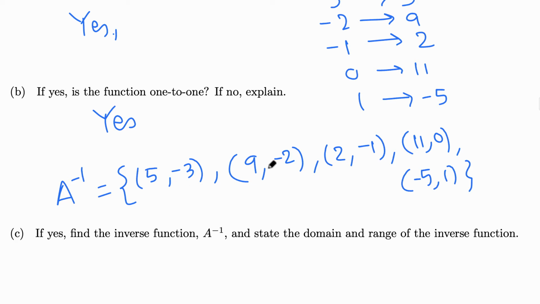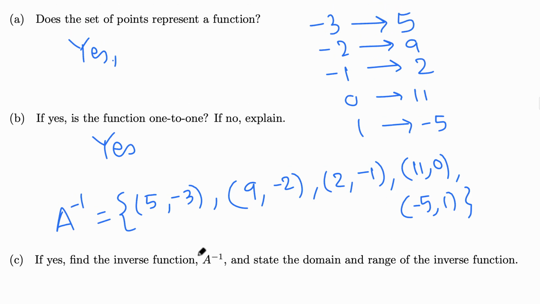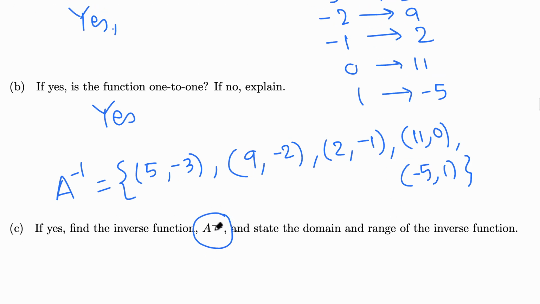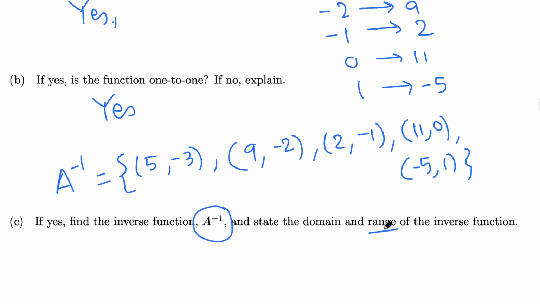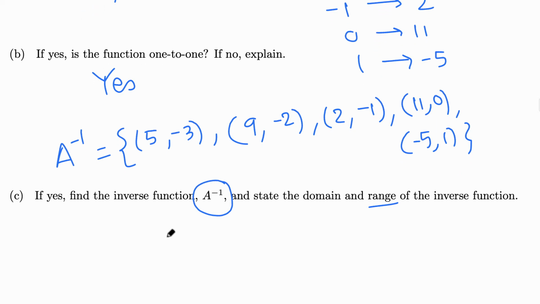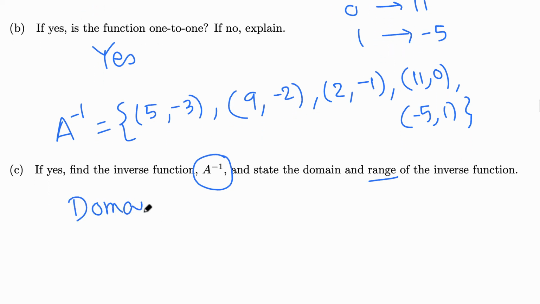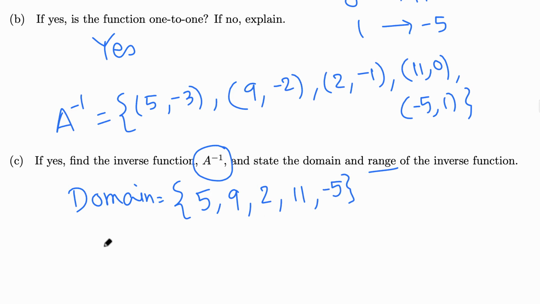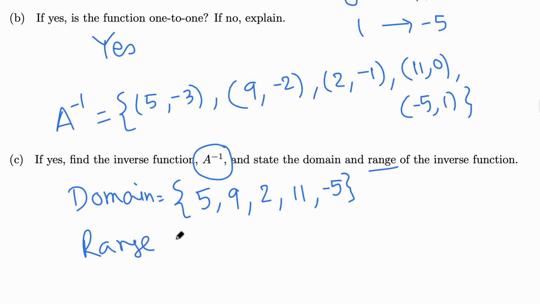Now we need to state the domain and range for A inverse. Domain means the set of first elements here, and range is the set of second elements. So the domain is just the collection 5, 9, 2, 11, -5, and the range is -3, -2, -1, 0, 1.